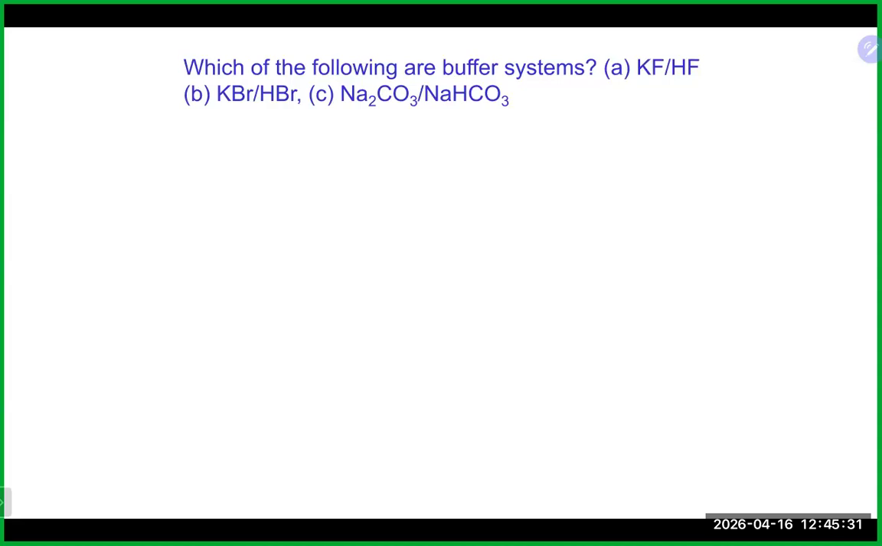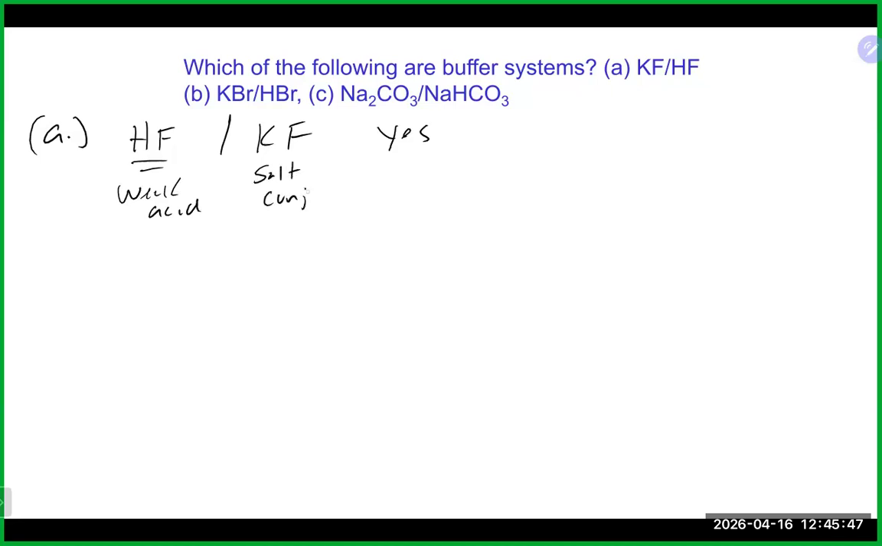Okay, if we take a look here, first one is similar to the one we just talked about. So hopefully you said yes on this. This is a weak acid, right? And this is the salt of its conjugate base. Once again, here, this is a salt, which means it's K plus and F minus. It is the F minus again in the HF here. That is the buffer components. The HF being our acid component and the F minus being our base component. And that would work.